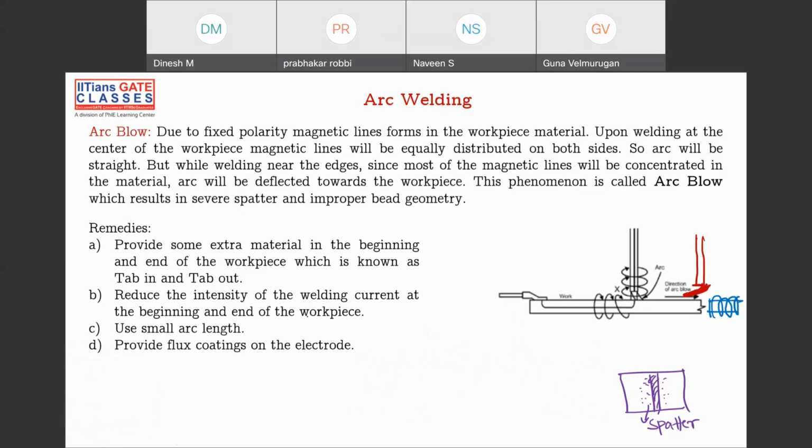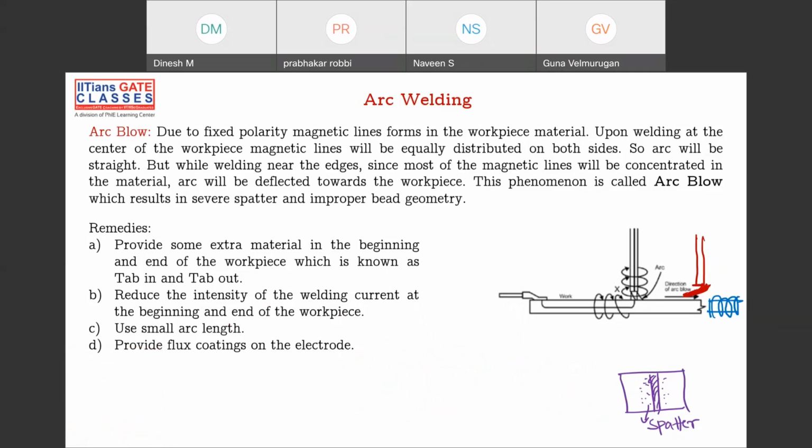Or else you reduce the current, because the current is the reason why the magnetic lines are formed. So reduce the intensity of current and then perform the operation. Or else don't use a higher arc length, use a smaller arc length. Or sometimes you can provide some coating onto the electrode so that this arc blow is avoided. So these are the remedies for arc blow.